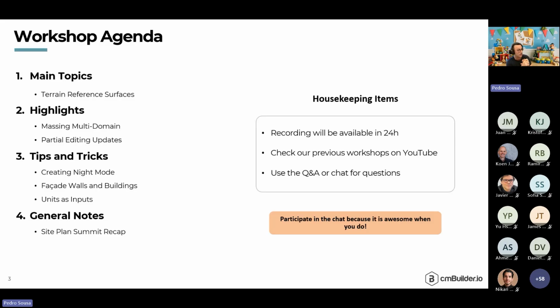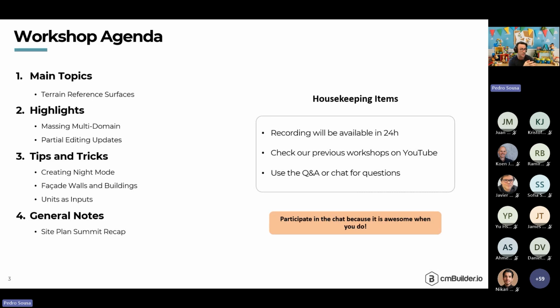After that, we're going to talk about massing multi-domain. It's been a quite requested feature that we were finally able to do, and it can also improve a lot the early stages of your planning when you don't have a 3D model and so on. Then some updates related to partial editing, which is basically multiple people editing the same scenario at the same time.